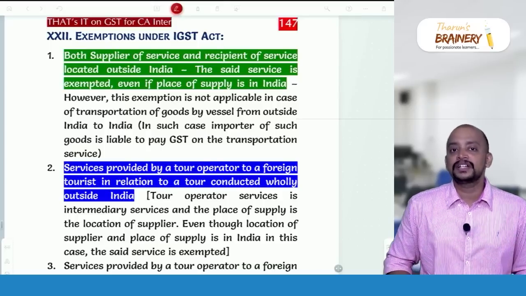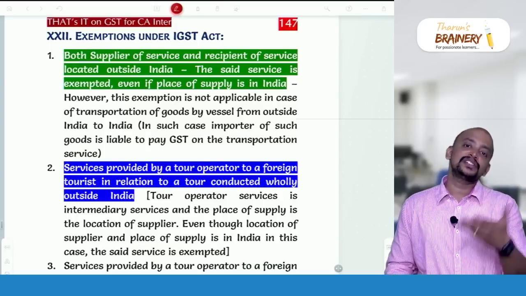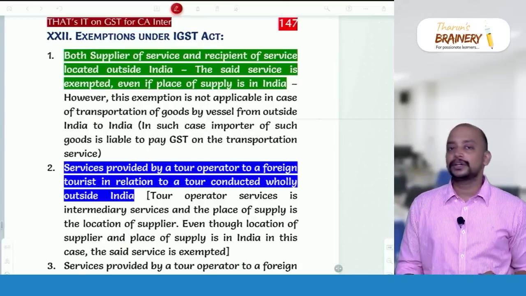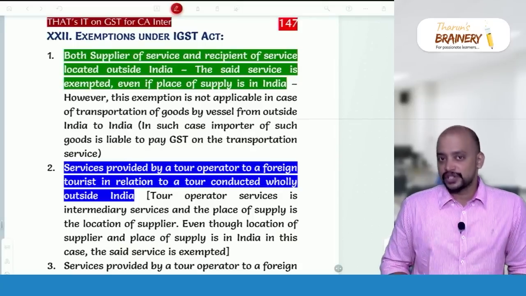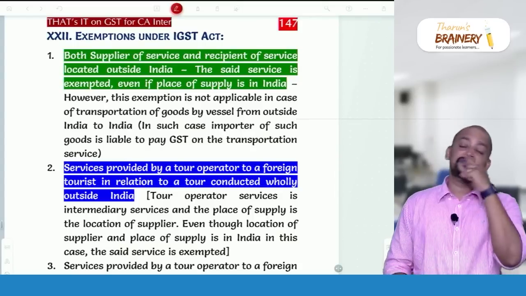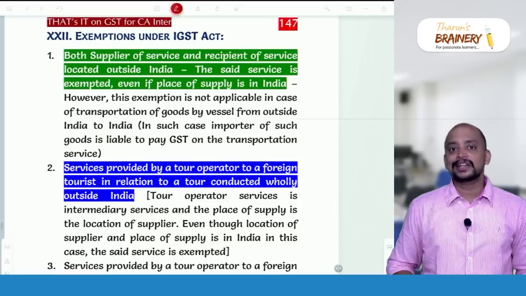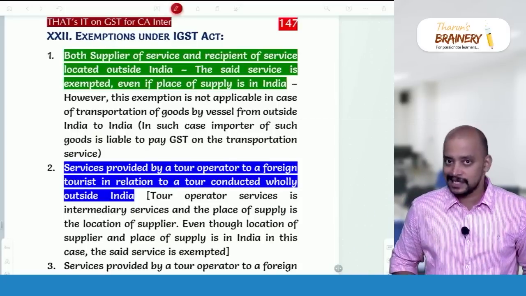Here the service provider is transportation service provider, recipient is exporter of the goods, both are located outside India, but the goods are transported from outside India to India. So in case of this transportation service alone, even though both supplier of service and recipient of service is located outside India, it will be taxable. And who will pay GST in that case? Importer of such goods will be liable to pay GST in that case.